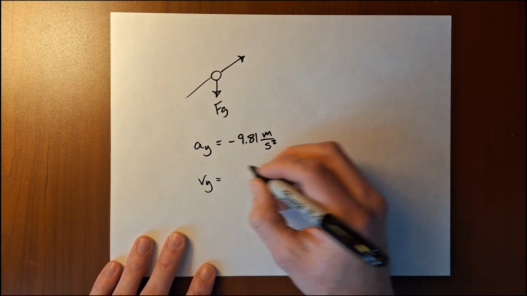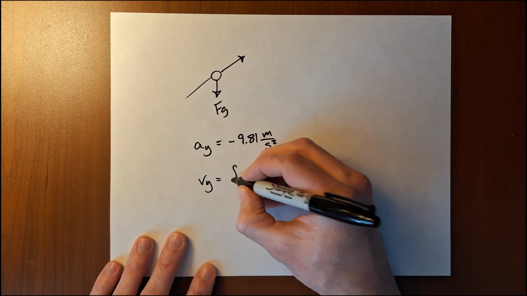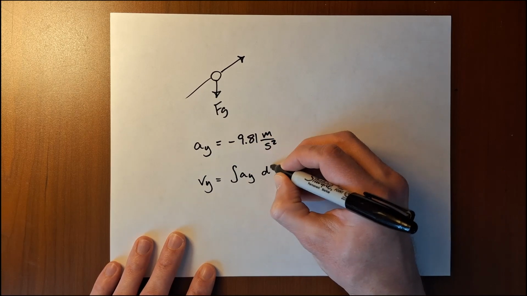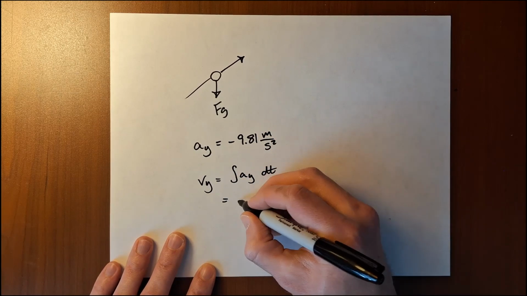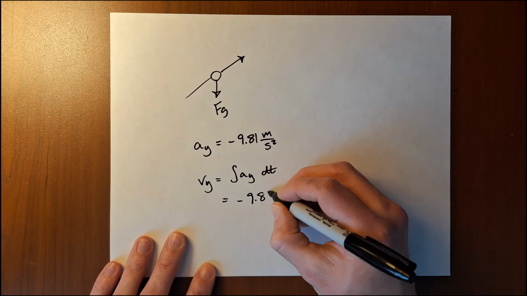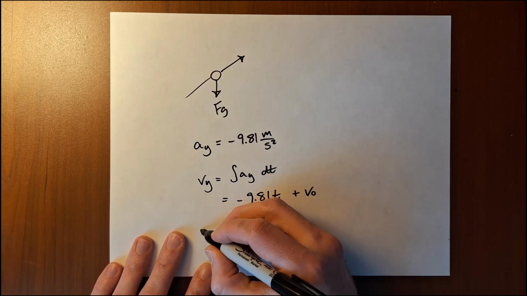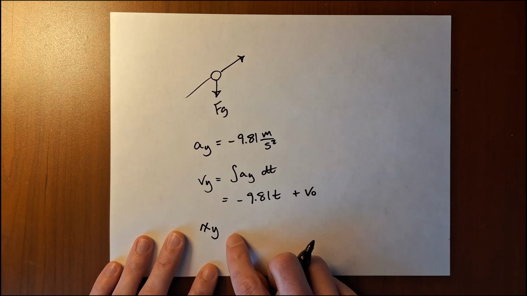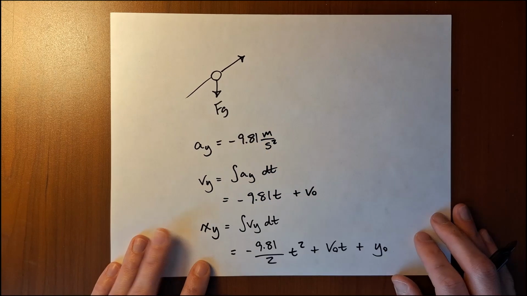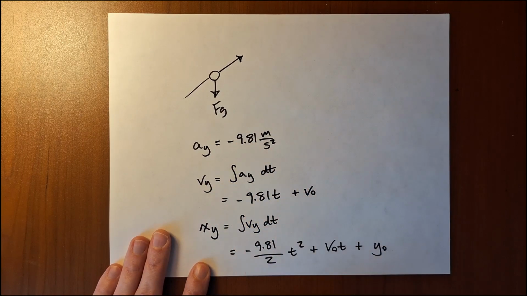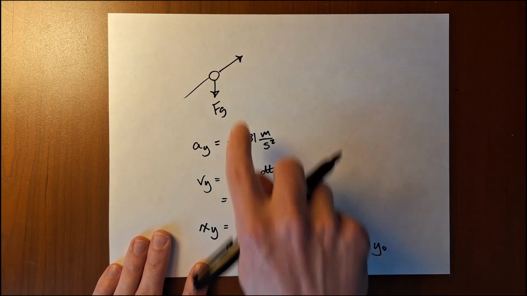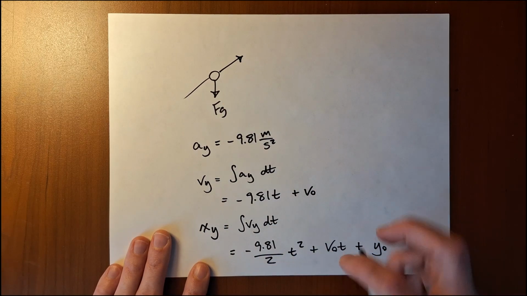We know that acceleration is the first derivative of velocity, so if we integrate acceleration with respect to time, we get an equation for the velocity of the ball in the y direction as a function of time. We also know that acceleration is the second derivative of position, so if we integrate velocity with respect to time, we get an equation that tells us the y position of the ball as a function of time.